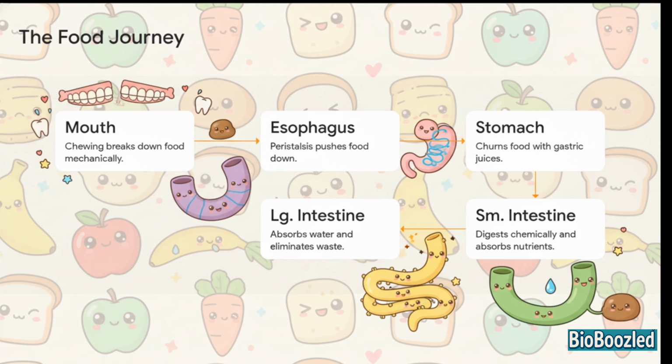It lands in the stomach, which churns it with gastric juices. The resulting mixture moves into the small intestine, which is the major site where chemical digestion finishes and nutrients are actually absorbed.